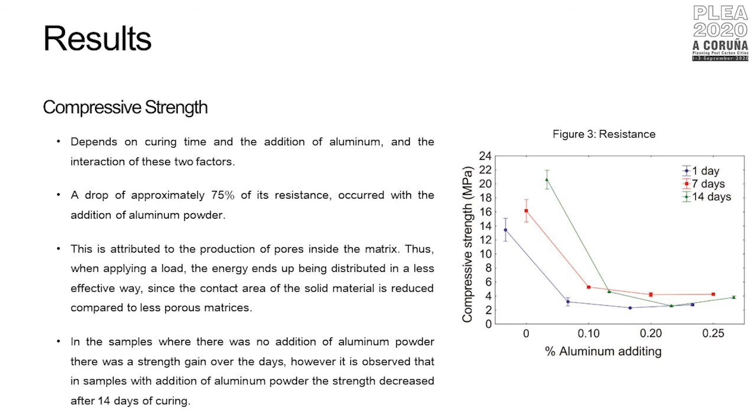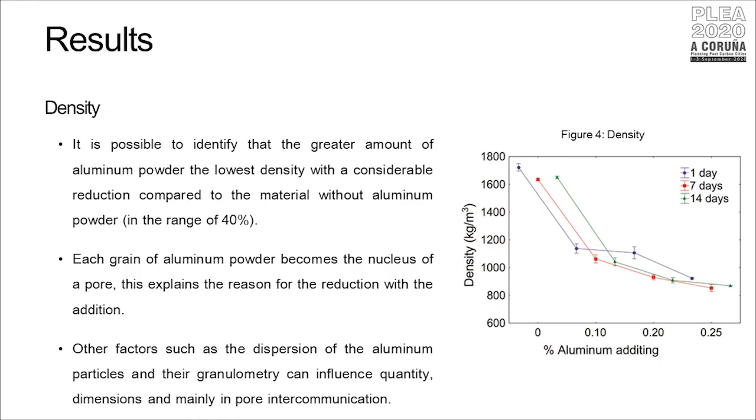In the samples where there was no addition of aluminum powder, there was a strength gain over the days. However, it is observed that in samples with addition of aluminum powder, the strength decreased after 14 days of curing. In this topic, it is possible to identify that the greater the amount of aluminum powder, the lower the density, having a considerable reduction compared to the material without aluminum powder, in the range of 40%.